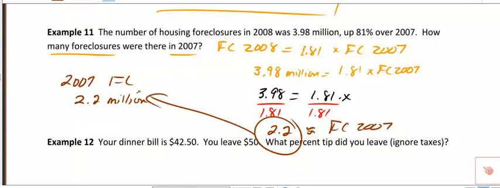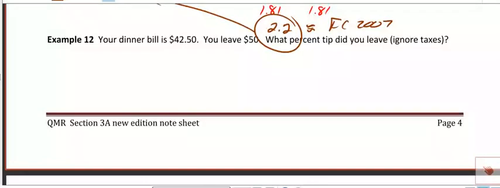Now you can always check this number. Take this number, 2.2 million, and increase it by 81%. See if you get 3.98. And it does check out. So read through example 12. Your dinner bill is $42.50. You leave $50. The question is, what percent tip did you leave?